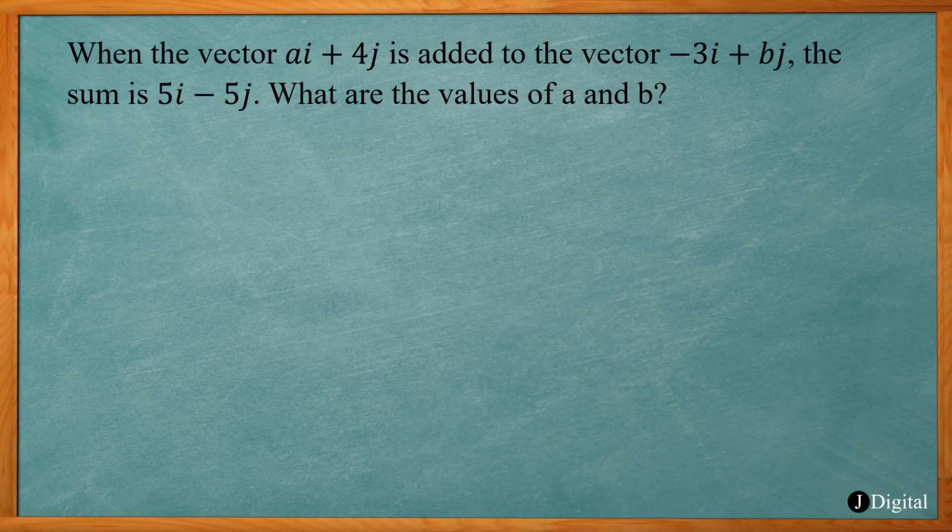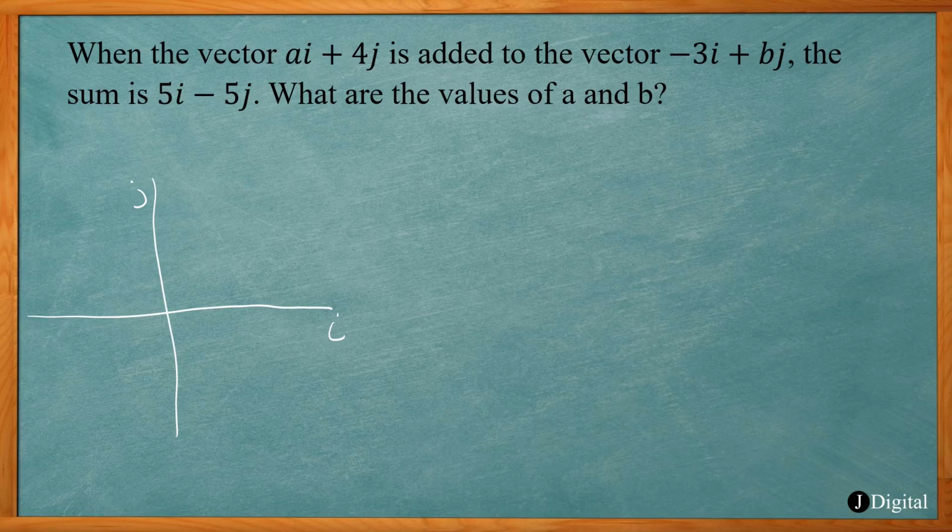For this first ACT math problem involving vectors, it says when the vector ai plus 4j is added to the vector negative 3i plus bj, the sum is 5i minus 5j. What are the values of a and b? Now for vectors, you can draw these on your standard graph, where your horizontal is i and your vertical is j.